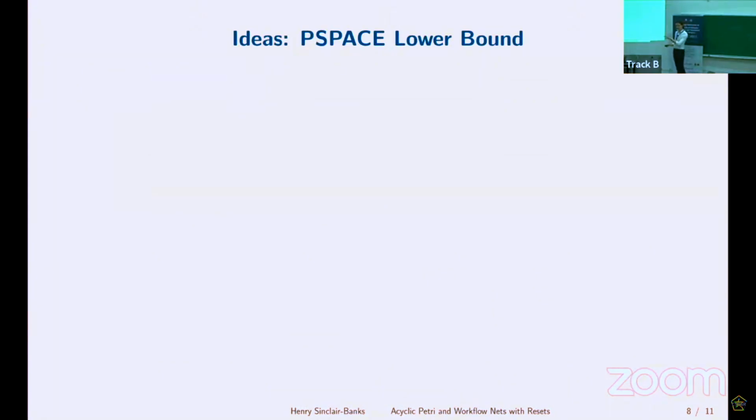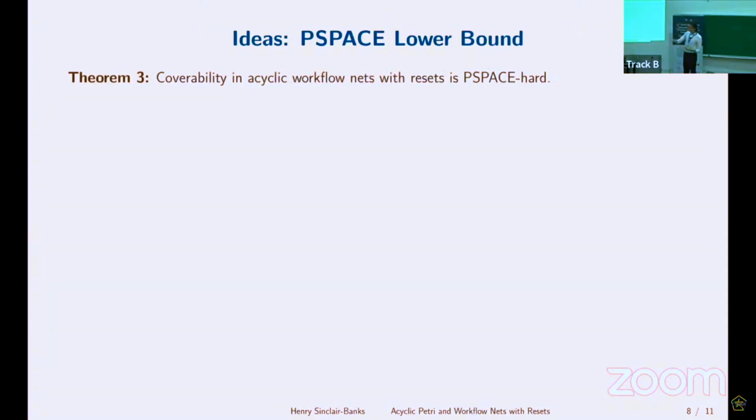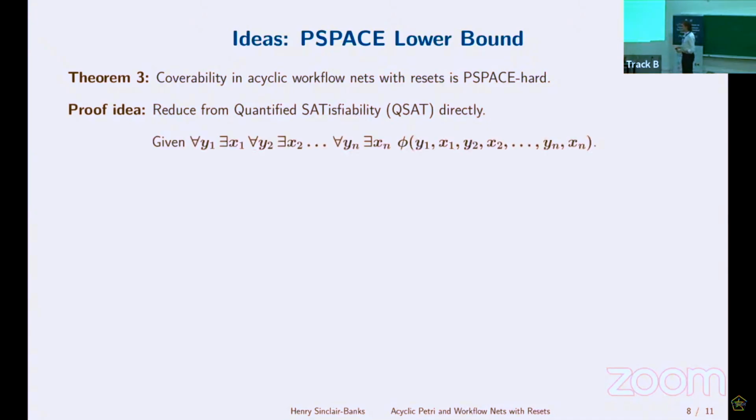This is a bit harder, and I think I've got time to explain through some of it. So we'll see how it goes. So we say that coverability, so not reachability as we saw in the previous slide, is PSPACE hard. So we're going to reduce directly from the quantified satisfiability problem. So let's suppose we're given some quantified satisfiability formula.